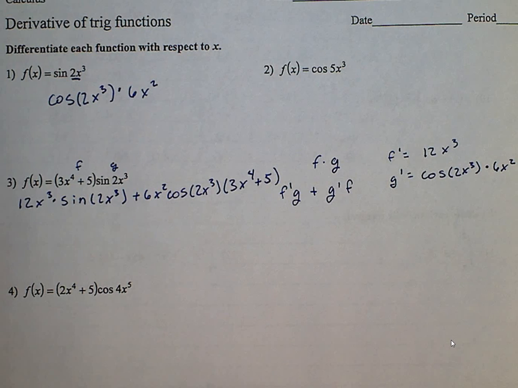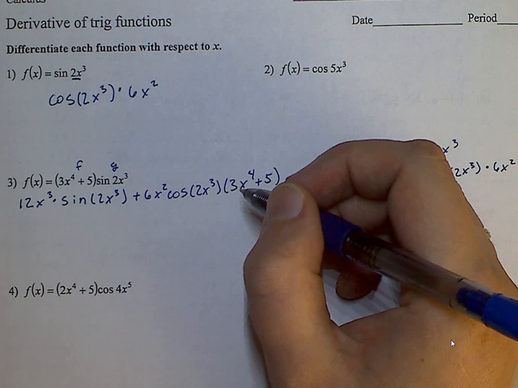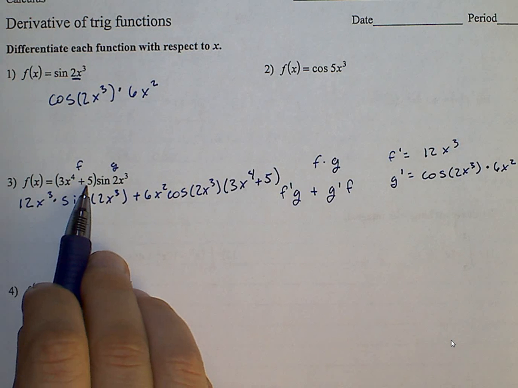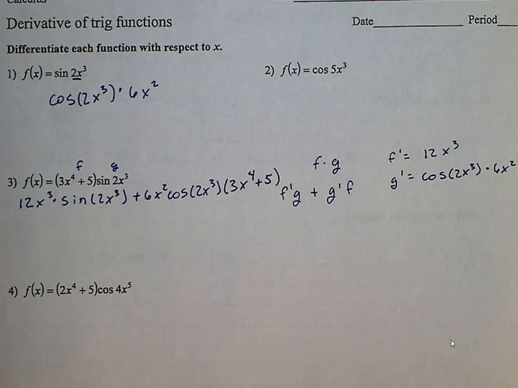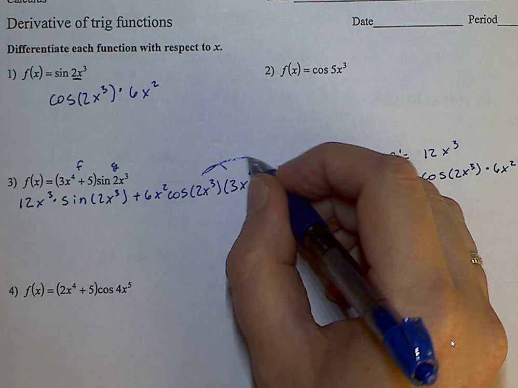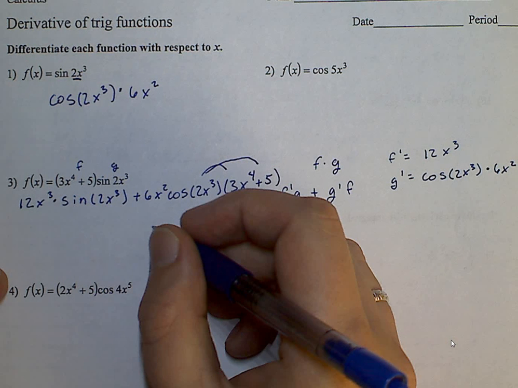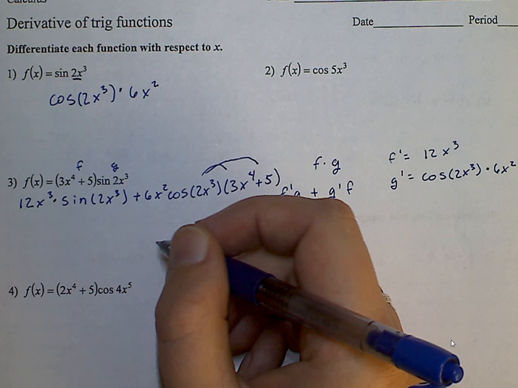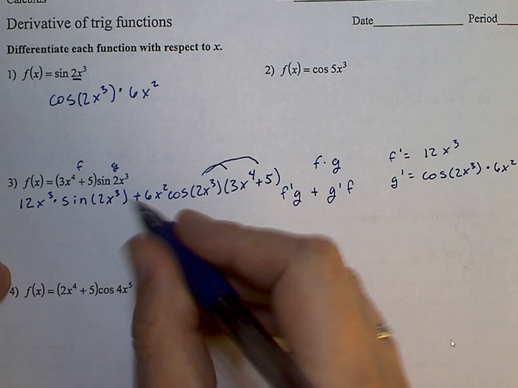I can go a little further than this though. There's no plus sign in regular old f, there is, oh sorry, because it's g prime plus f. I can go a little further than this because I'm an intrepid young calculus student. I can distribute the 6x squared cosine 2x cubed to both things inside the parentheses there. It's not too much to ask. So 6 times 3 is 18.